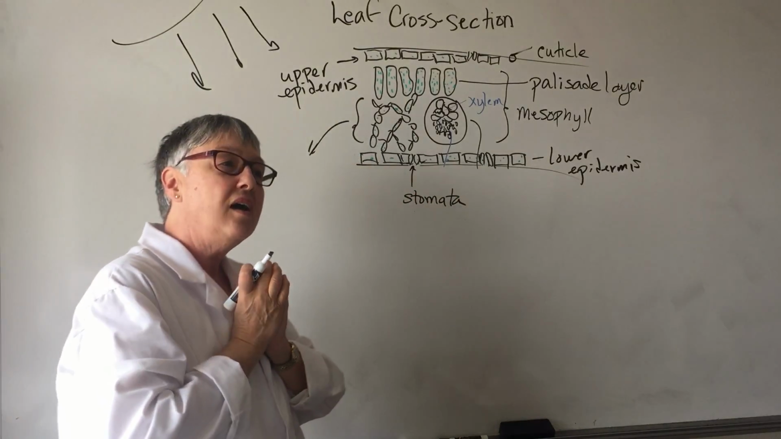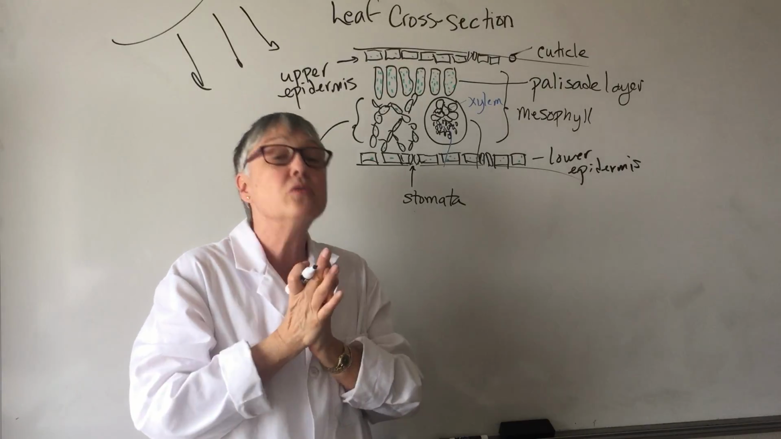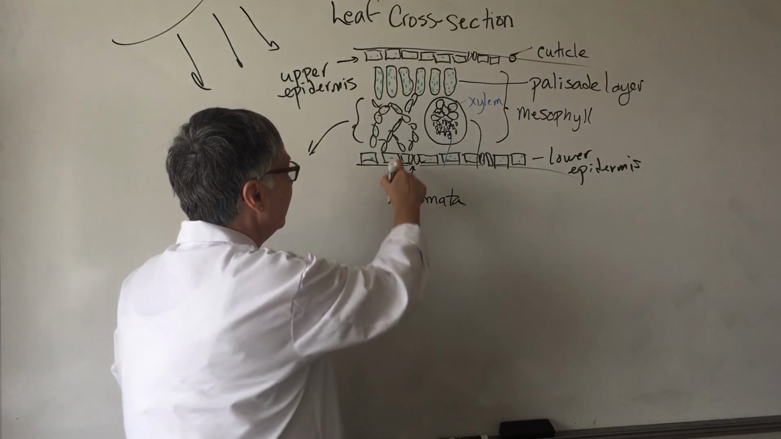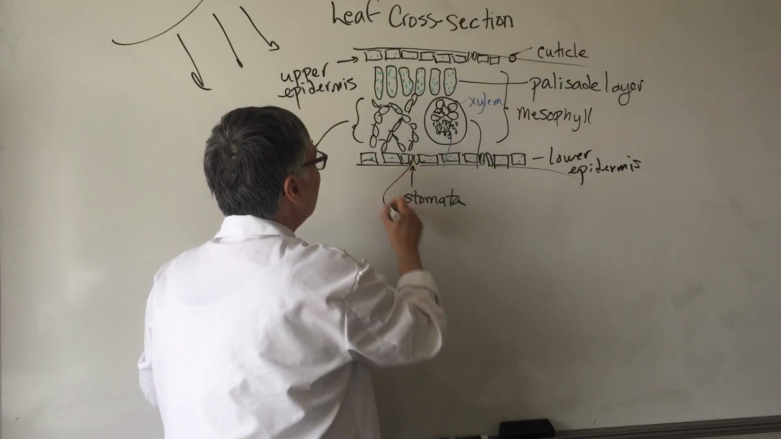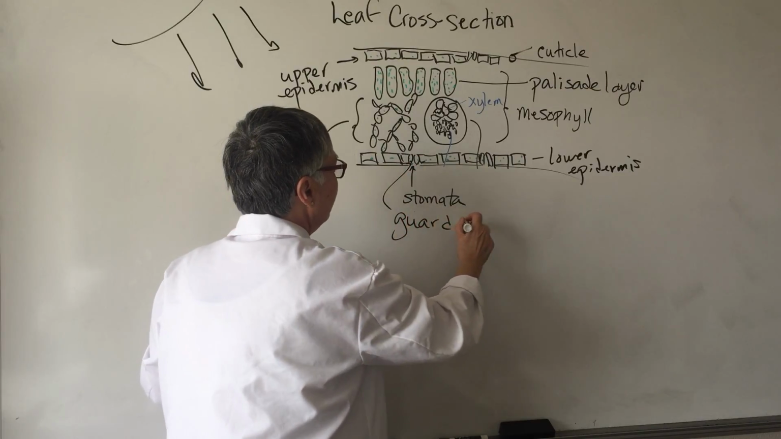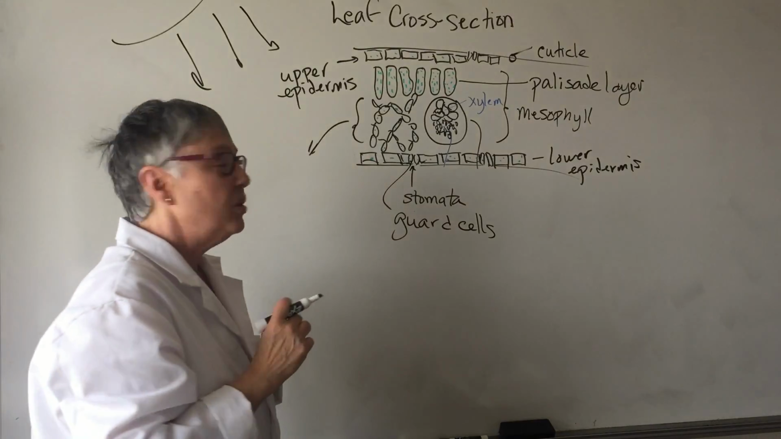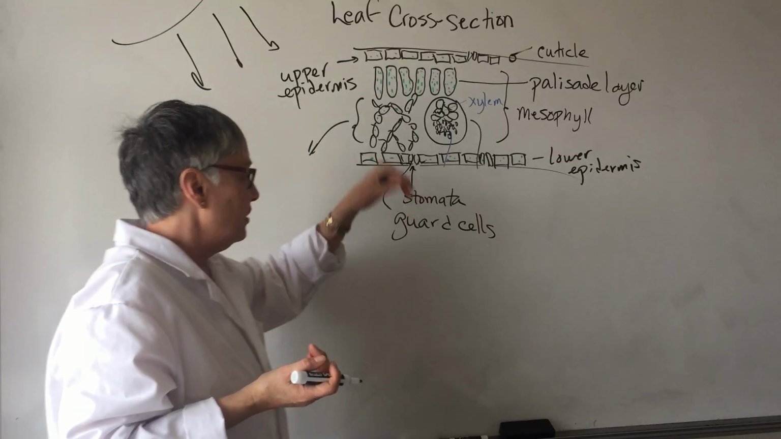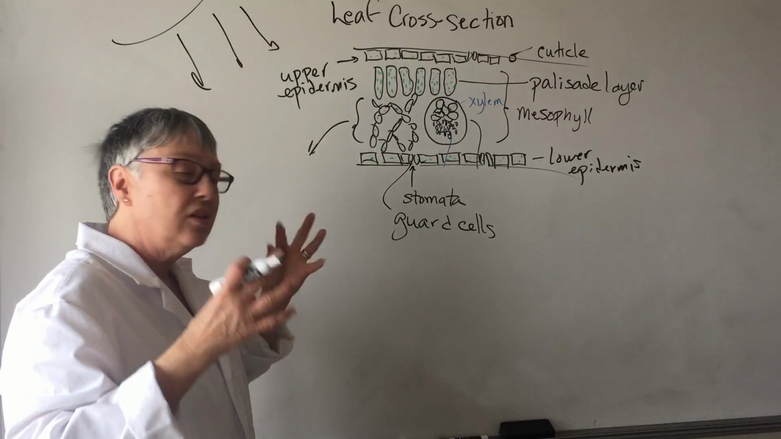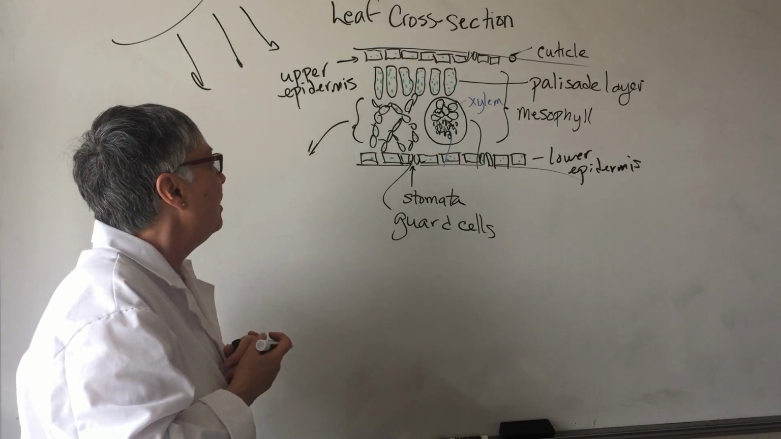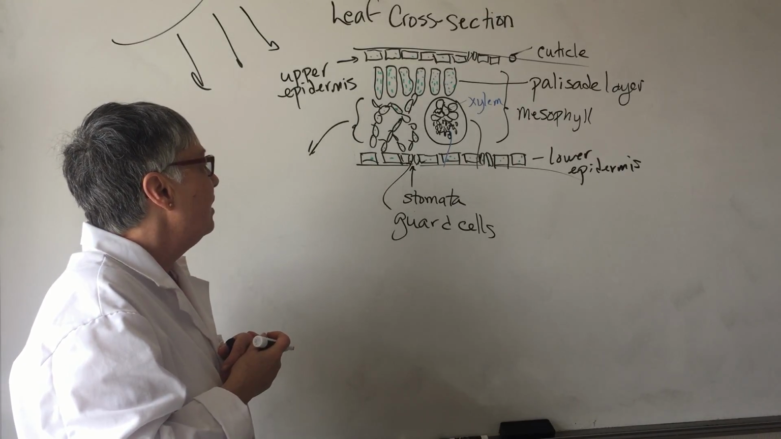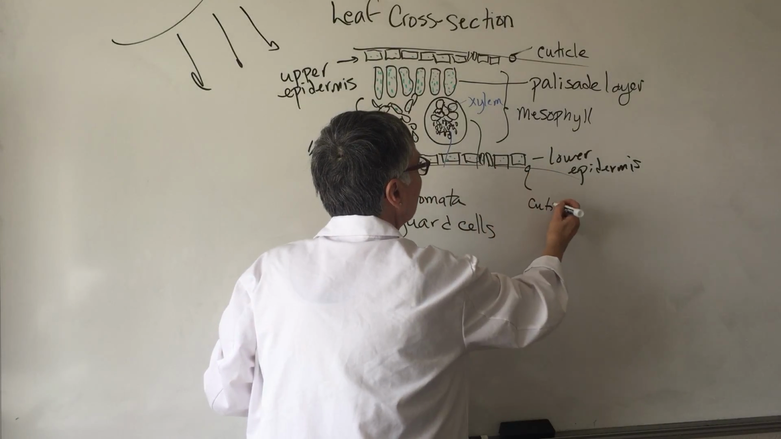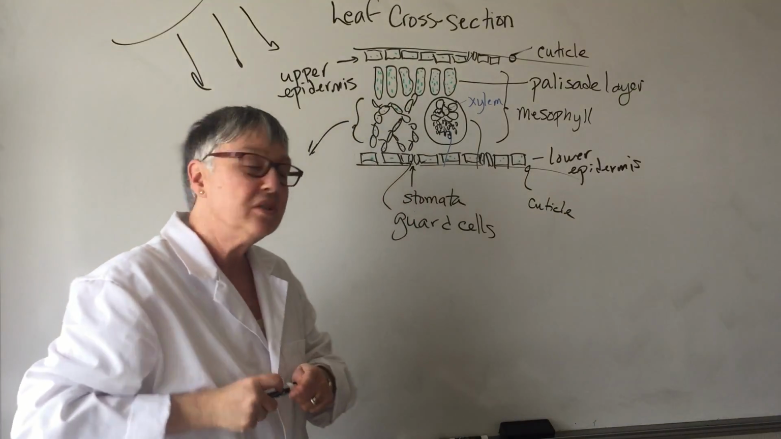The opening can be closed or open, and it is controlled by a group of cells. There's two cells on either side of that opening, and those cells are called guard cells for obvious reasons. When they swell up, that changes the opening and closing of the pore, and when they lose water, it goes back to a different position. Also below the epidermis is another layer of that waxy material called the cuticle.